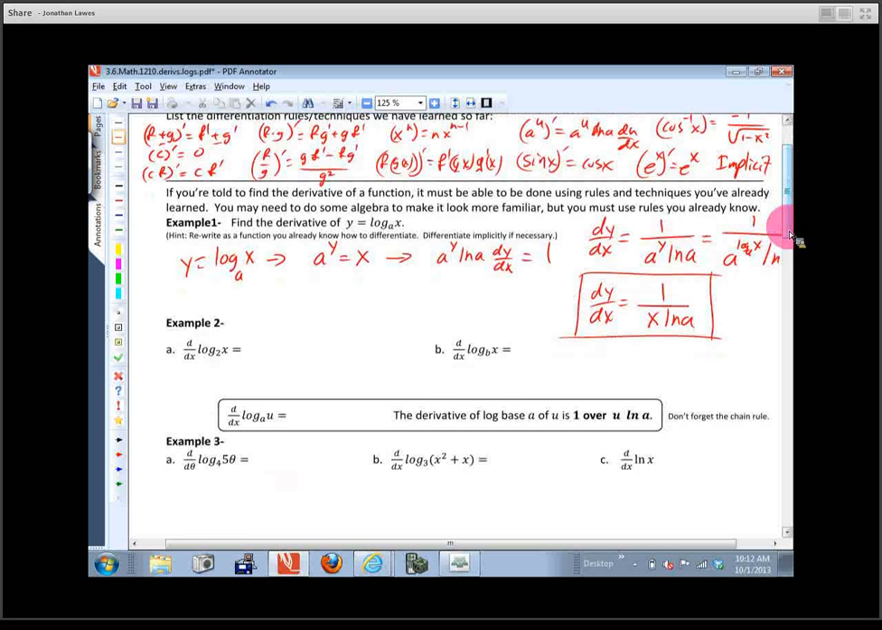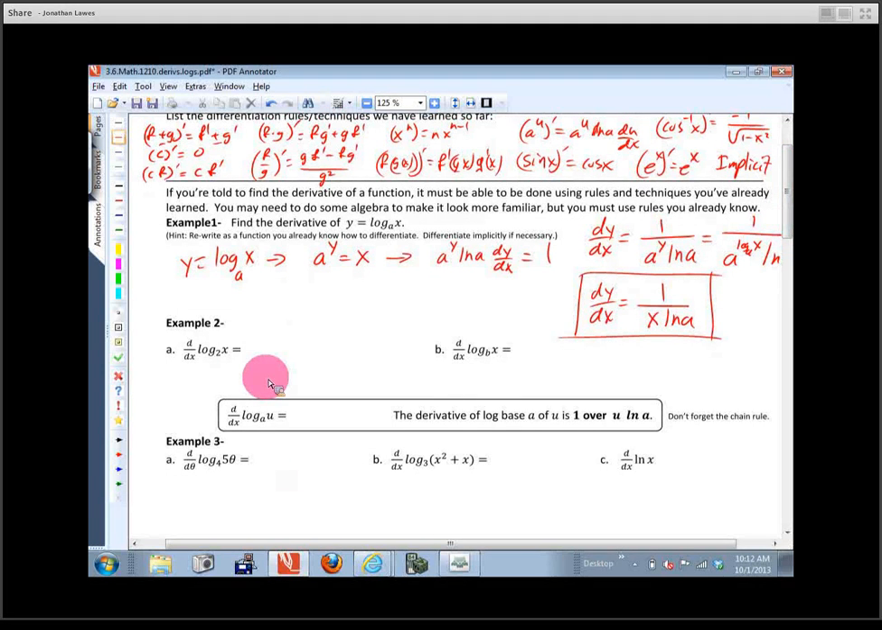So let's take a look at this one right here. We would have 1 over x ln 2. If it's y equals log base a of x, we get 1 over x ln a, so wherever there's an a, we're going to put a 2. So we put a 2 right there. And this was x, and that's x, so it's just 1 over x ln 2. That's it. That's simple. So if I find the derivative of log base b of x, it's going to be 1 over x ln b.